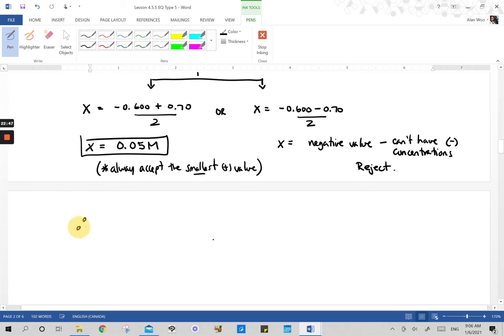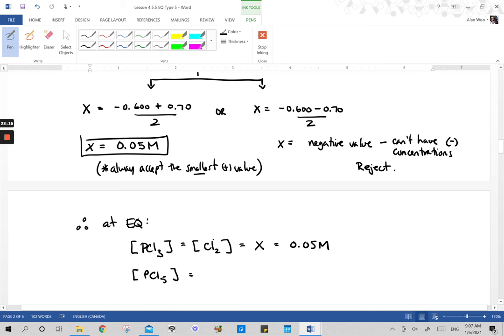So therefore, at equilibrium, the concentration of PCl3 is the same as the concentration of Cl2, which is the same as X, which is therefore 0.05 molarity. And for PCl5, the reactant, okay, it was equal to 0.0550 minus X.